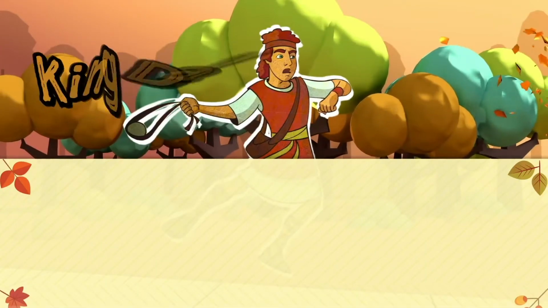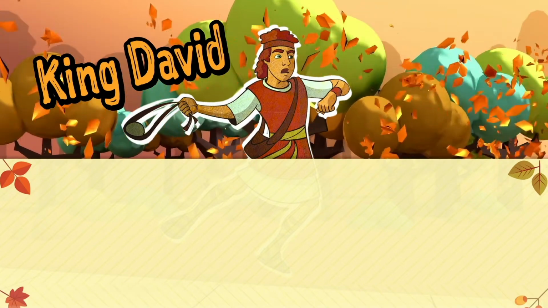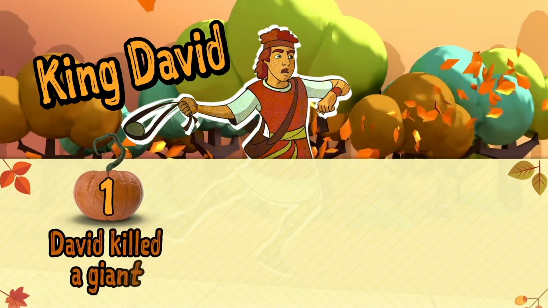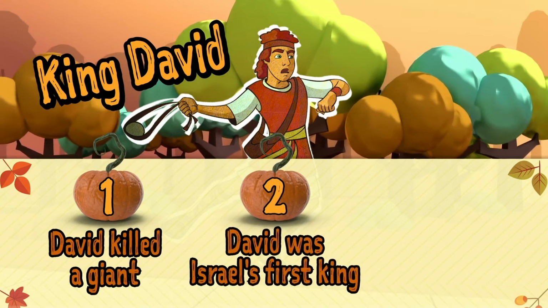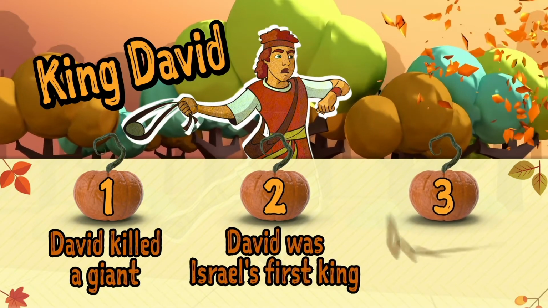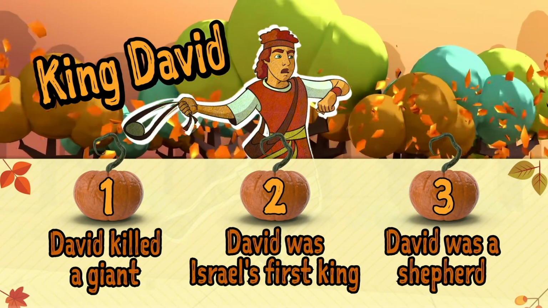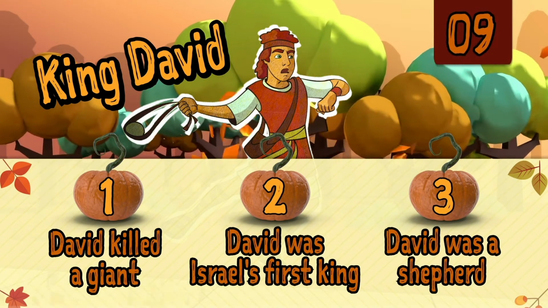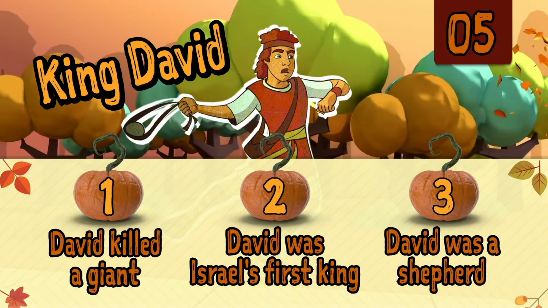Our first Bible character is King David. Now, which of these is not true about King David? One, David killed a giant. Two, David was Israel's first king. Three, David was a shepherd. Remember, hold up one, two, or three fingers based on which pumpkin you think is not telling the truth.